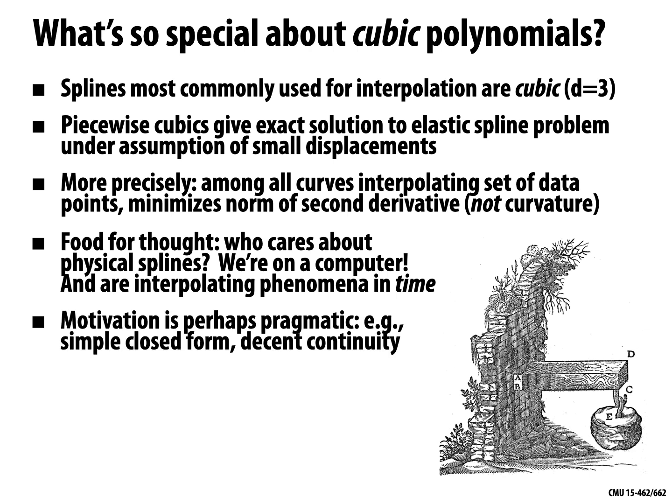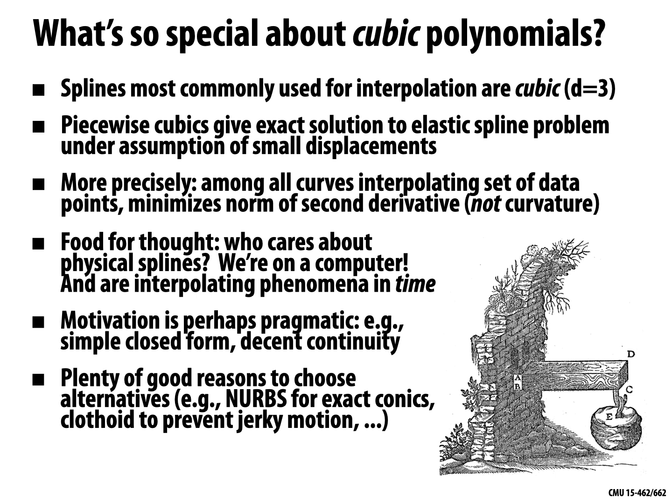Maybe another motivation is just pragmatic. Cubic splines have really nice, simple closed forms, decent continuity. They have a small number of degrees of freedom, kind of easy to manipulate and kind of predict what will happen. There are plenty of good reasons to choose other kinds of splines.